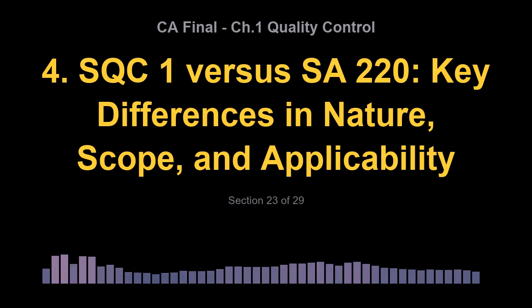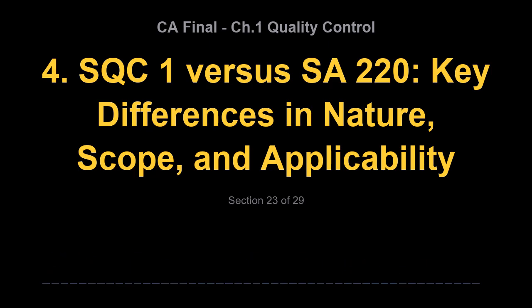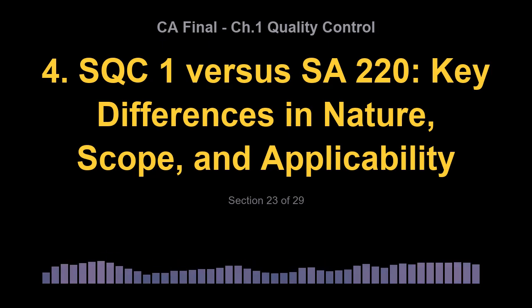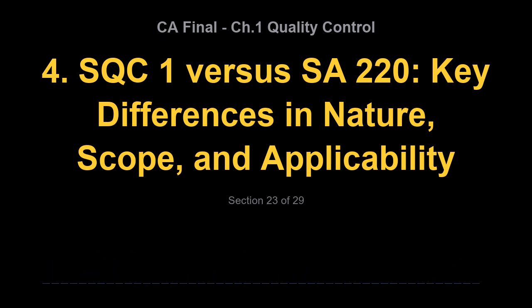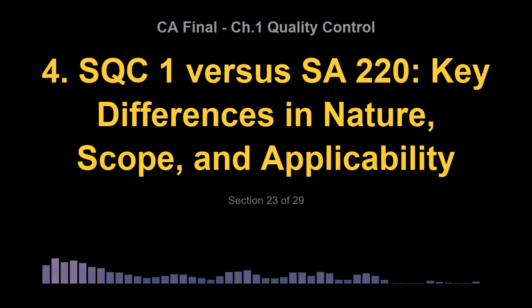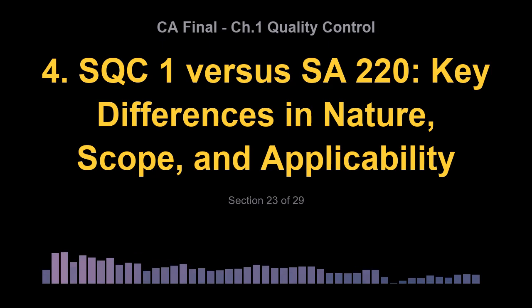Fourth, regarding their relationship to each other. SQC 1 pertains to establishing a system of quality control designed to provide the firm with reasonable assurance that the firm and its personnel comply with professional standards and regulatory and legal requirements, so that reports issued by the firm or engagement partners are appropriate in the circumstances. SA 220 is premised on the basis that the firm is subject to SQC 1. Therefore, SQC 1 is a sine qua non, meaning an essential precondition, for the applicability of SA 220.